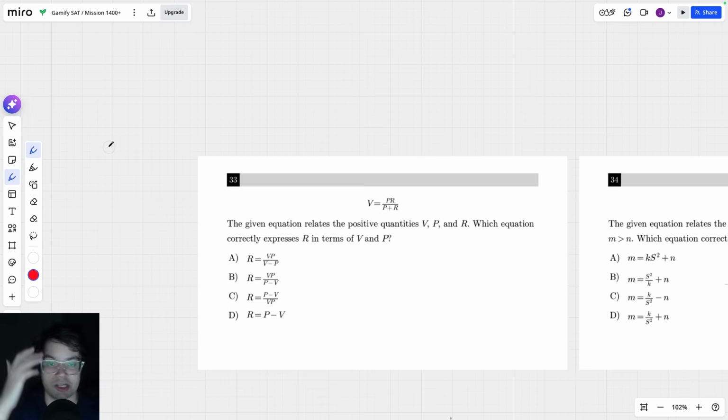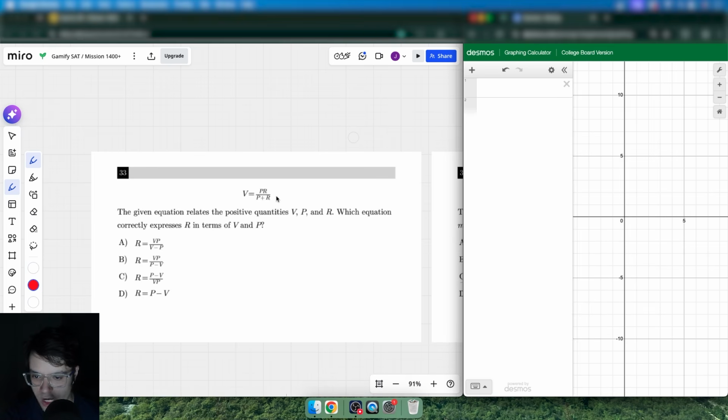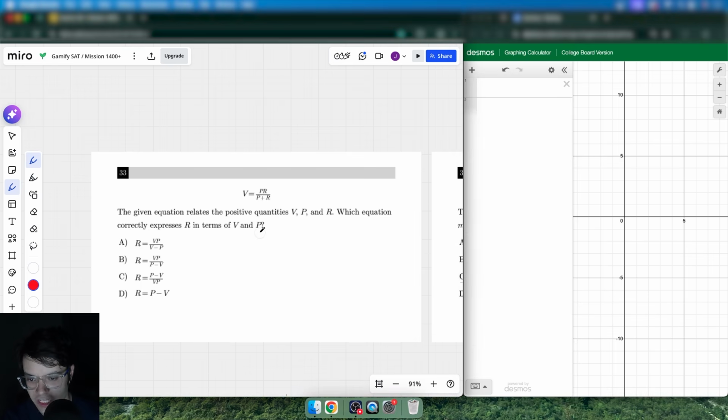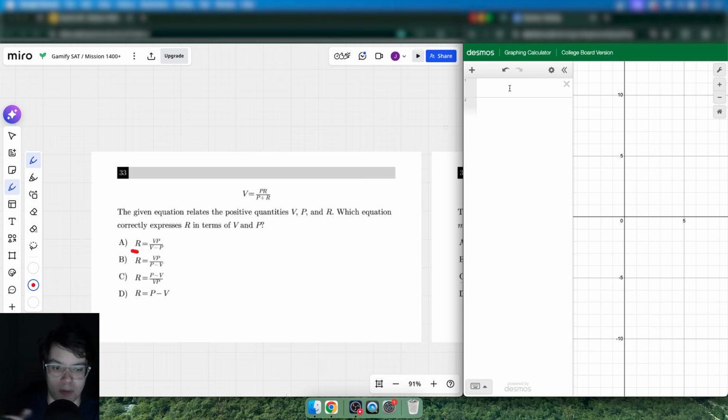So let me go ahead and show some examples very quickly. So we have this one where it has the positive quantities v, p, and r, which gives r in terms of v and p. Remember what I said before, whenever there's something like a constant in a choice, you can just plug in random values for the different things, and you'll always get the same exact answer no matter what values you choose. So I'm just going to say p is equal to, I don't know, 3, r is equal to 4, and just see what we get.